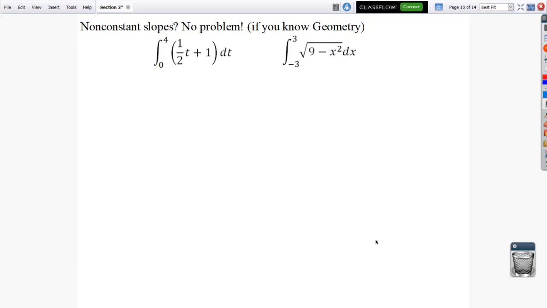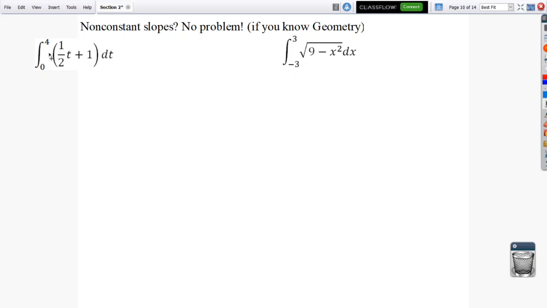Move on a little bit. Non-constant slopes, no problem if you know geometry. So let's look at these two problems. In these two problems, the easiest way to do this is to graph the function. So let's just look at this first one right here. The integral from 0 to 4 of 1/2 t plus 1 dt.